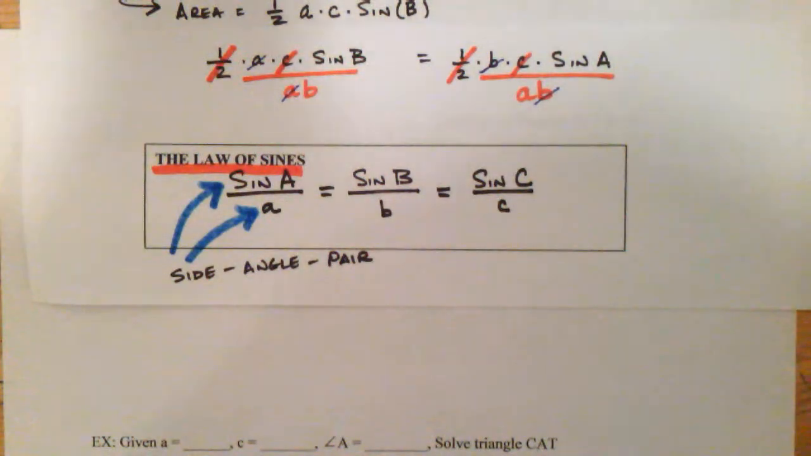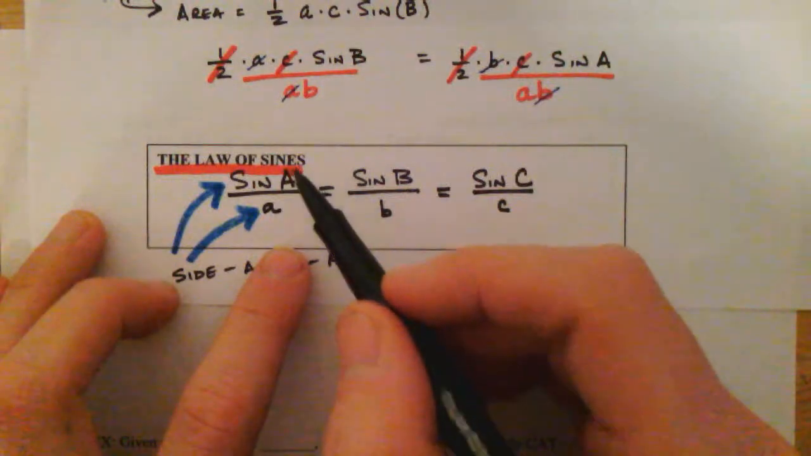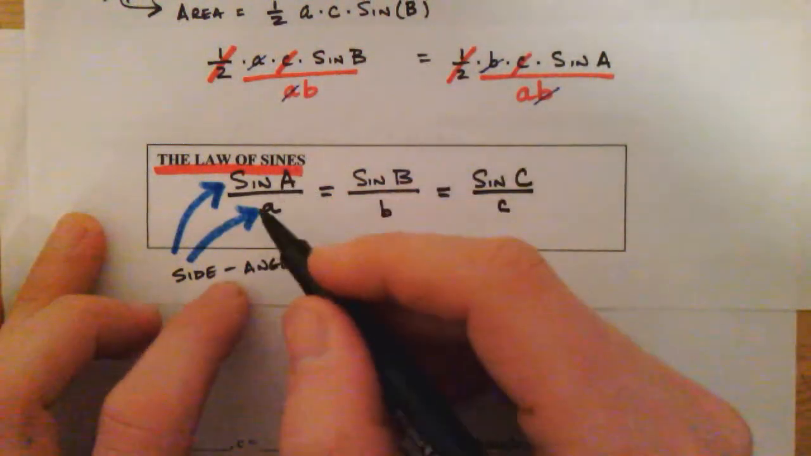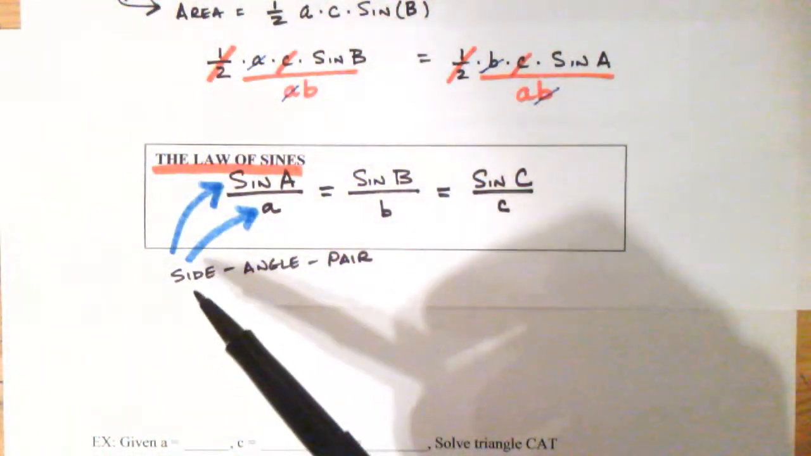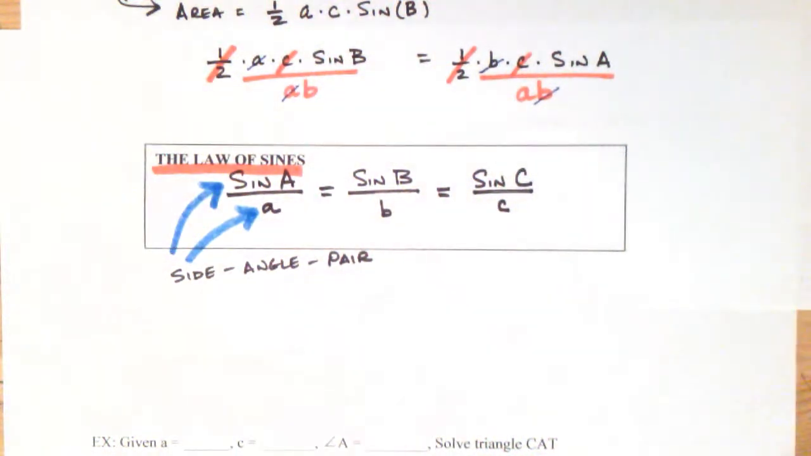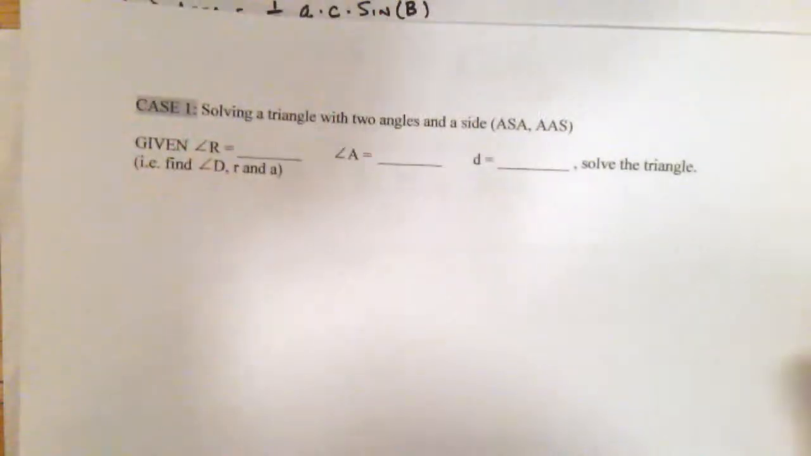So the next thing that I want to make sure is clear to you is that this law of sines works for a triangle as long as we have an angle and we have the side across from them. And I'm going to refer to them throughout this unit as a side-angle pair. So here's an example that we can look at. Look at the next page.